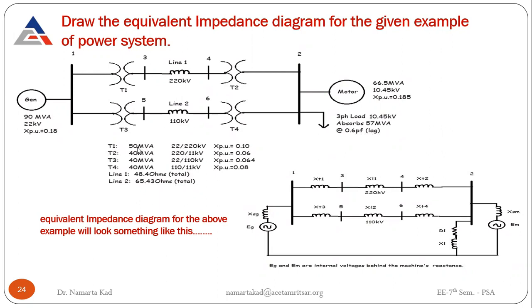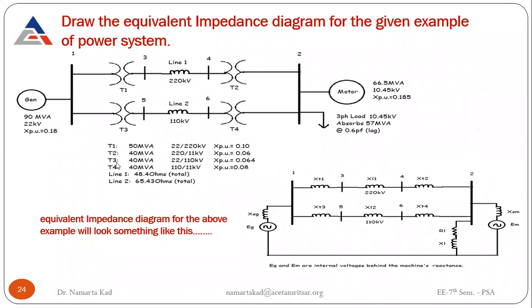The transformer ratings are 50 MVA. Transformer T1 is a step up transformer, 22/220 kV, and its per unit reactance is 0.10. Similarly, transformer T2 is 40 MVA and is a step down transformer, 220 to 11 kV. Here it is 220, here it is 220, so the transmission line receives 220. This one is a step down transformer with per unit reactance of 0.06.